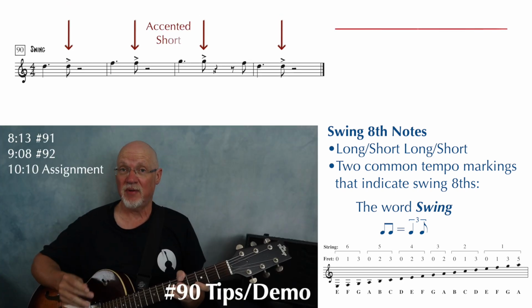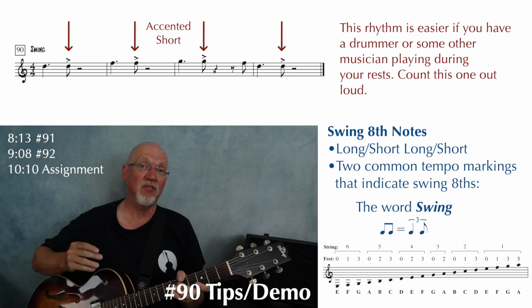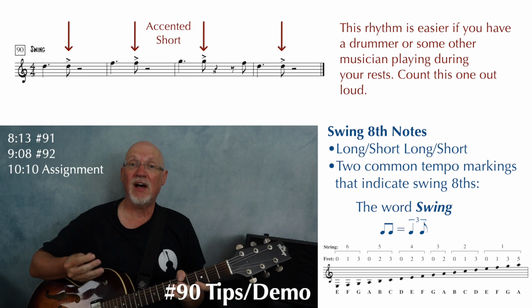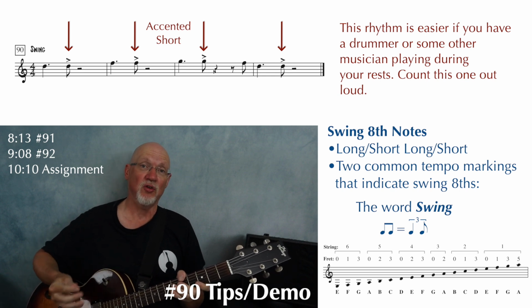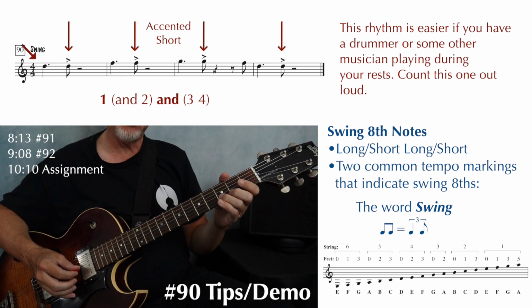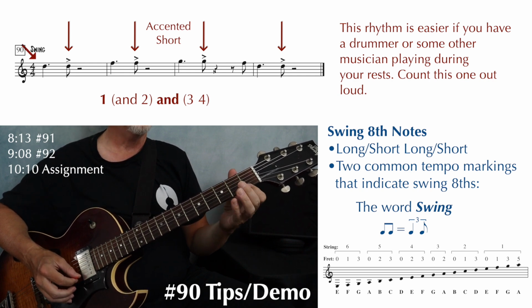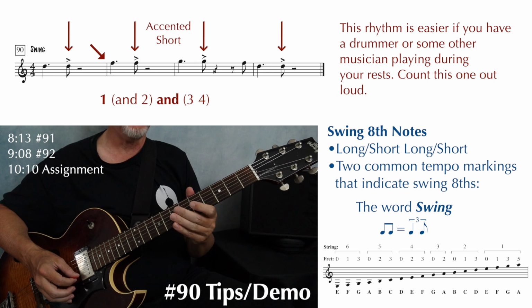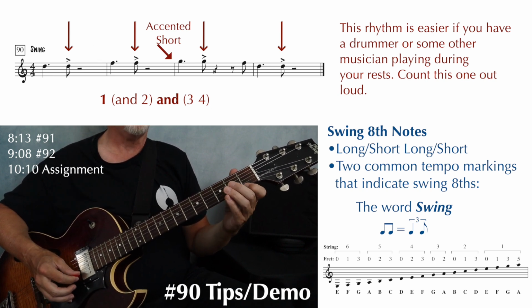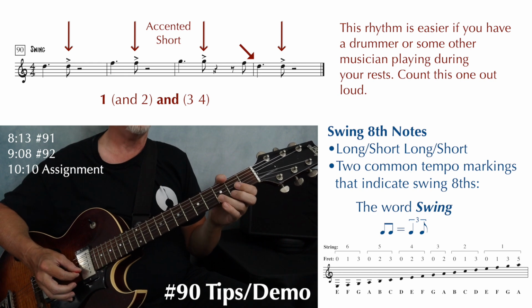Number 90 has some held notes, some dotted notes. It's going to be very important to subdivide as you play. It can help to count out loud as you play so you can learn this swing rhythm. Count to yourself 1 and 2 and 3, 4, 1 and 2 and 3, 4.